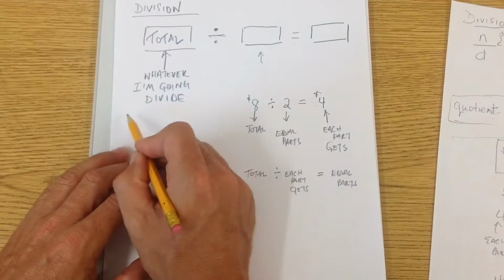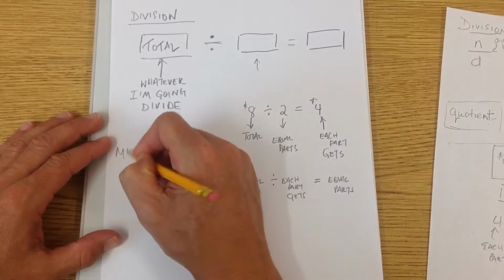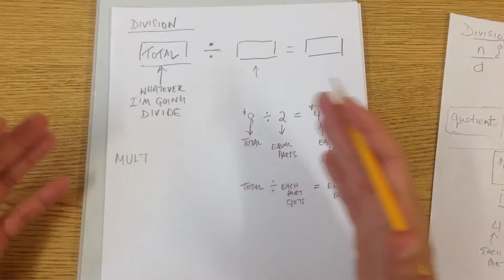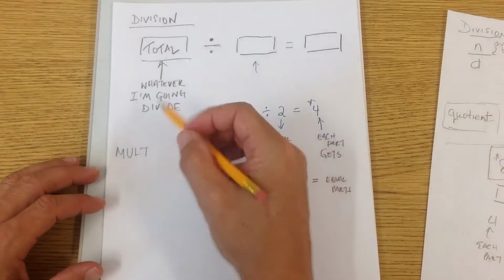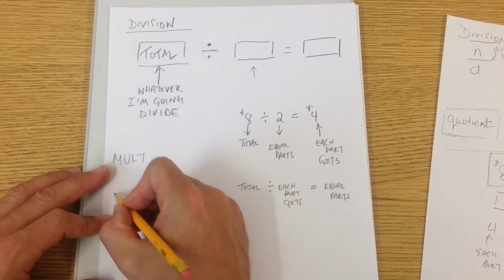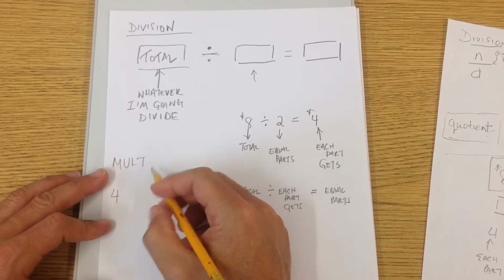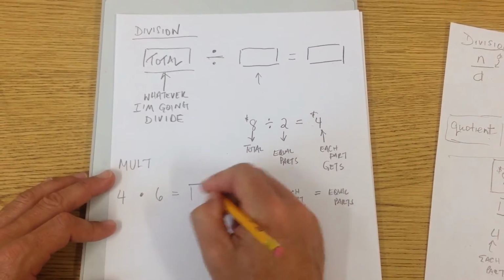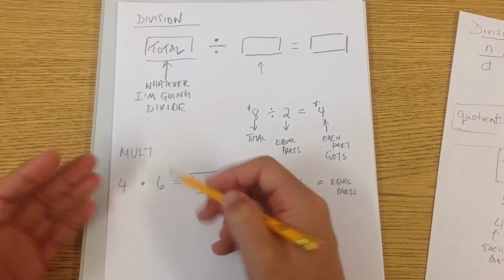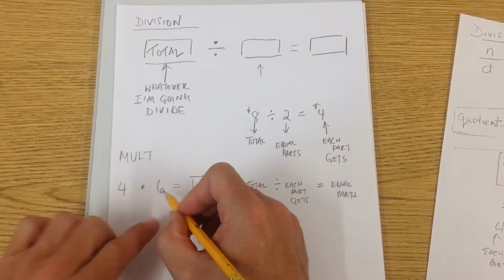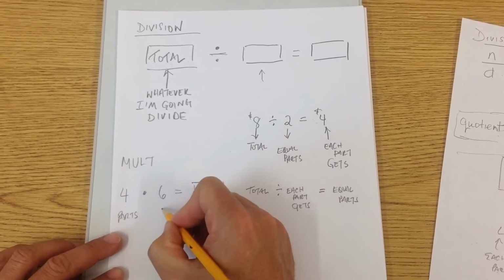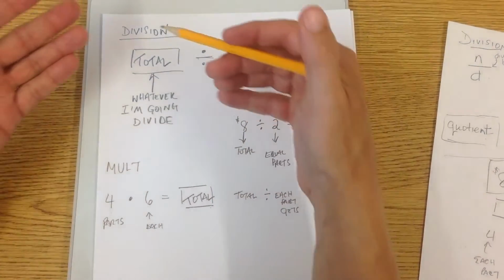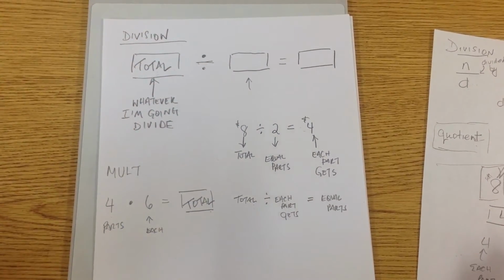Now, the difference in multiplication is that they're going to ask you what the total is. In division, they give you the total. For example, in multiplication, they'll tell you, I purchased 4 shirts and I paid $6. What was the total amount that I paid for the shirts? So this would be how many parts and how much was each. Multiplication asks for the total. Division gives you the total. So that's what you have to recognize.